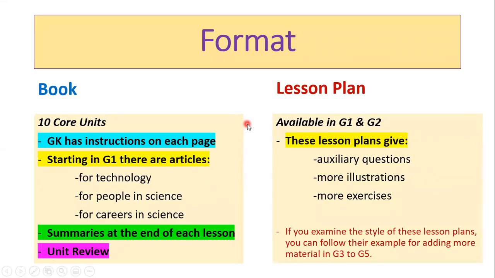On our format slide here, it summarizes the book and our lesson plans for the course. Now the book has 10 core units in GK through G3. G4 has 11 units and G5 has 15 units.